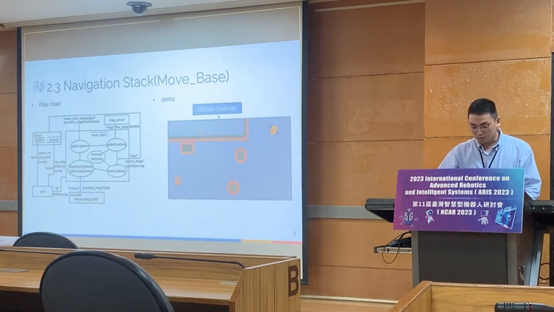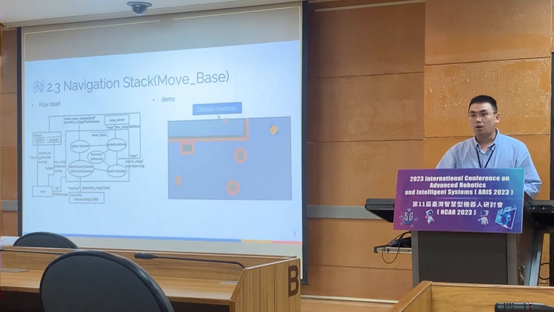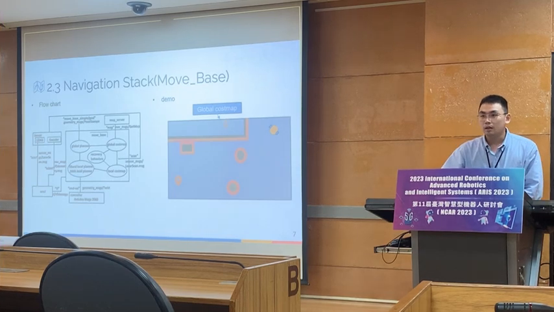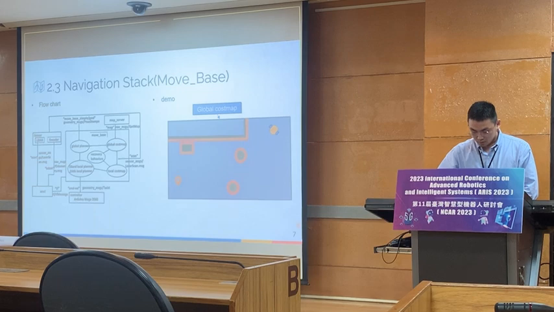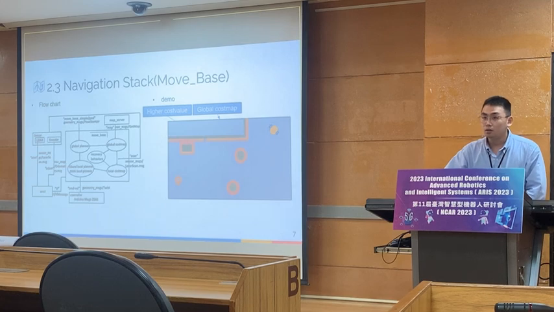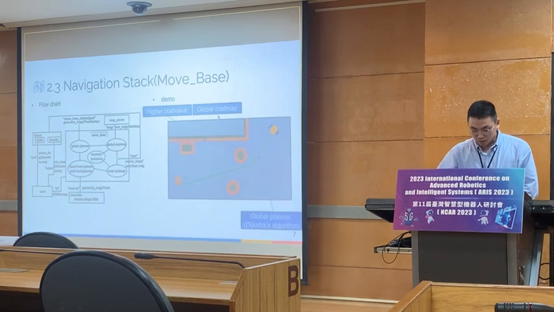First, the global costmap assigns a cost value to the map, indicating the cost of hitting an obstacle. In this demo, the pink area is the higher cost value. Second, the global planner uses the cost value given by the global costmap to determine the optimal path. In this experiment, we use the Dijkstra algorithm.